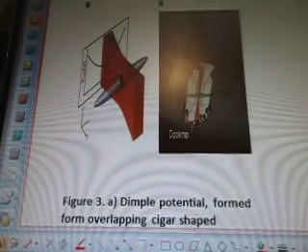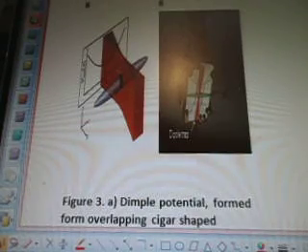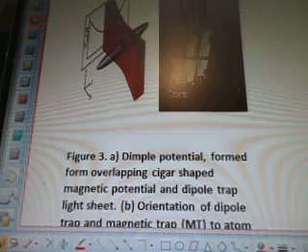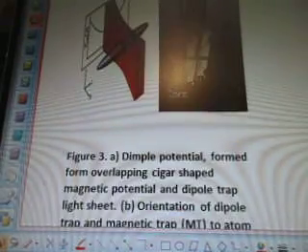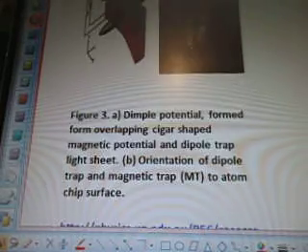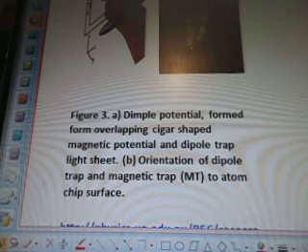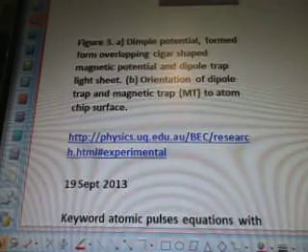So here's a diagram, A and B, a dipole trap and MT. Figure 3A is the dimple potential, which is on the left, formed from an overlapping cigar-shaped magnetic potential and dipole trap light sheet. And then B is the orientation of the dipole trap and magnetic trap MT to the atom chip surface. From physics.uq.edu.au.